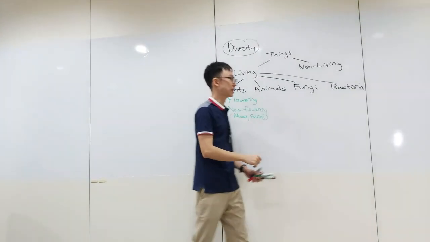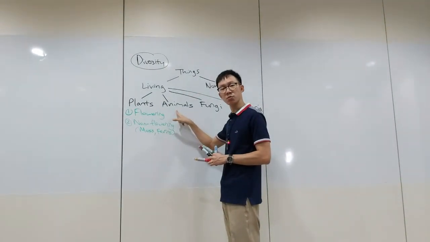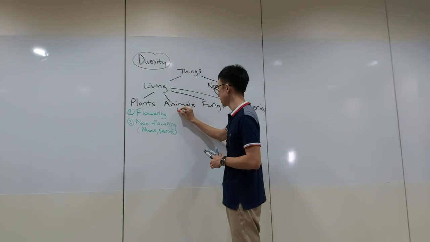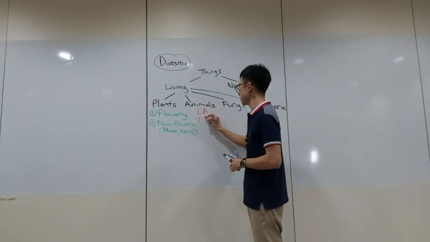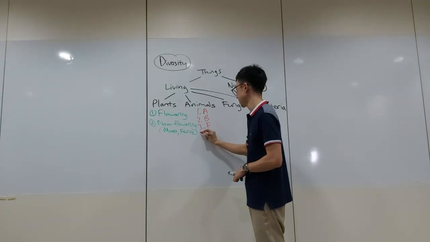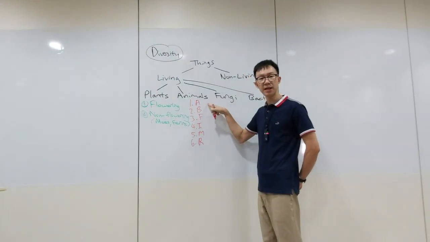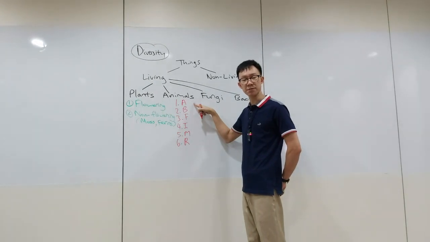After plants, we looked at animals. Do you remember what are your 6 groups of animals? It starts with A, B, F, I, M, and R. Let's see if you can fill in the blanks for the 6 groups of animals.